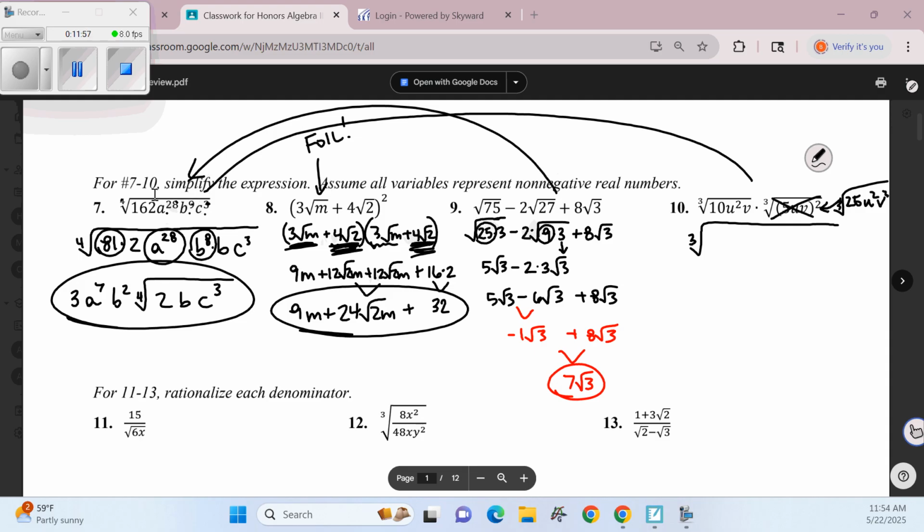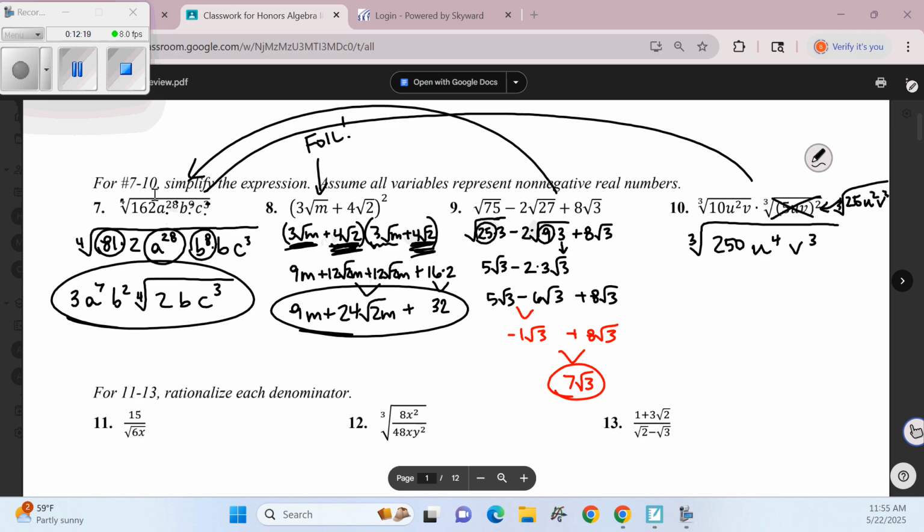And now we can combine the cube root of this 10u squared v out front times this one. We actually just combine the pieces together. As long as they have the same index, we can put them into one big radical. So 10 times 25 is 250. U squared times u squared is u to the 4th. V times v squared is v cubed.